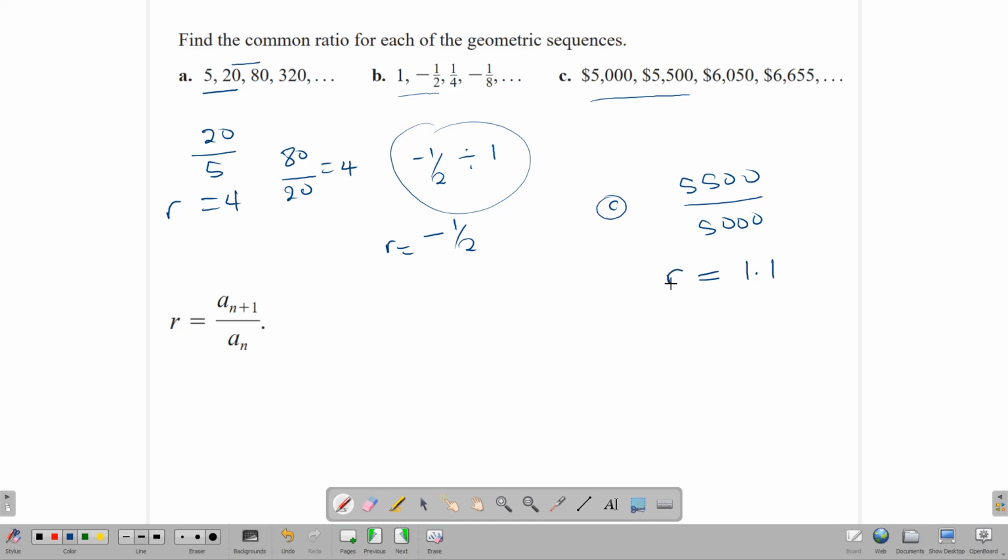And this is our r in this instance. So to find the common ratio, pretty simple to do. All that we do is that we take two consecutive terms and divide them. And once you divide them, we end up with our r, our common ratio.